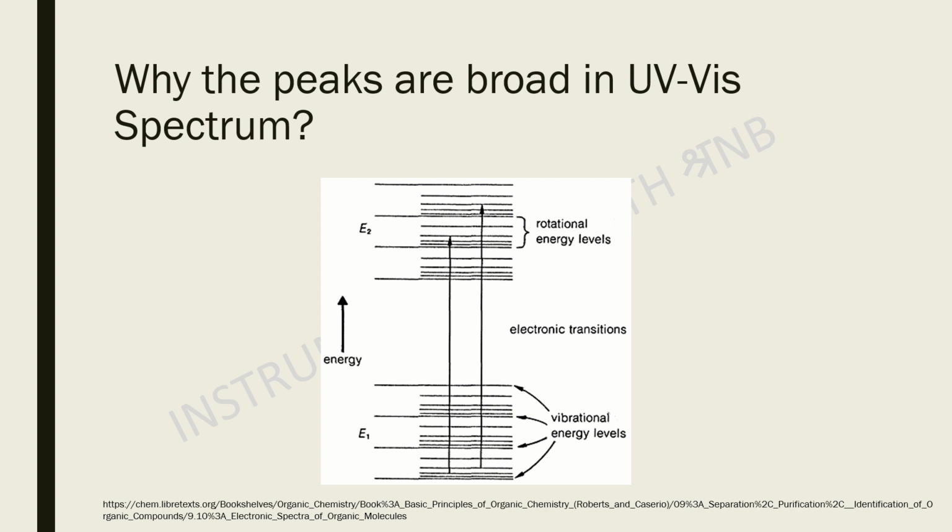If we talk about the FTIR spectrum, the possible transitions are vibrational and rotational. And if we talk about NMR, the only transition occurring is rotational. Thus, the peaks become narrower. I'll talk about NMR and FTIR in my future videos.